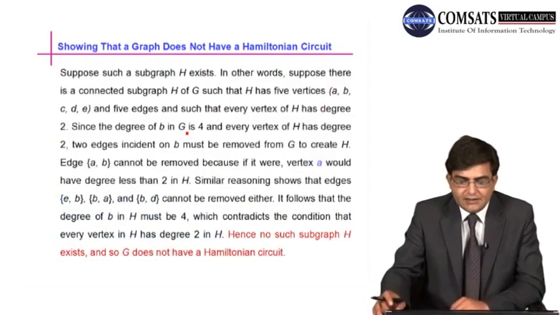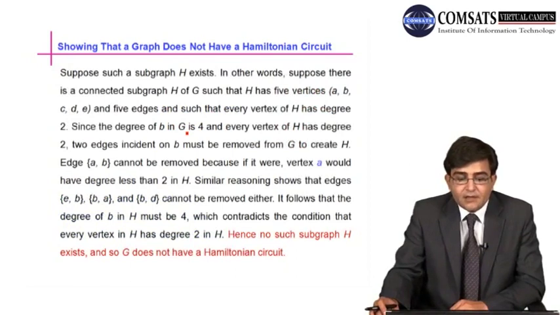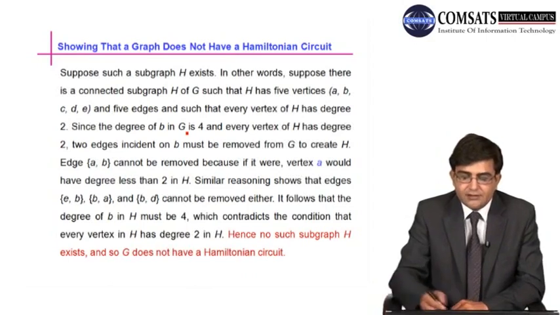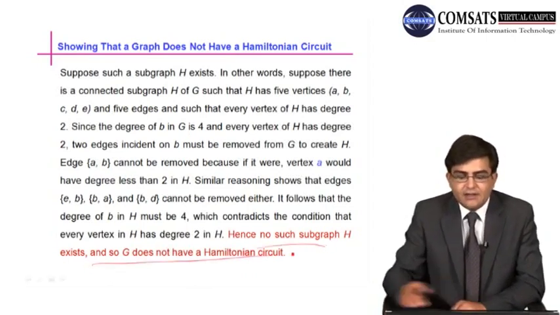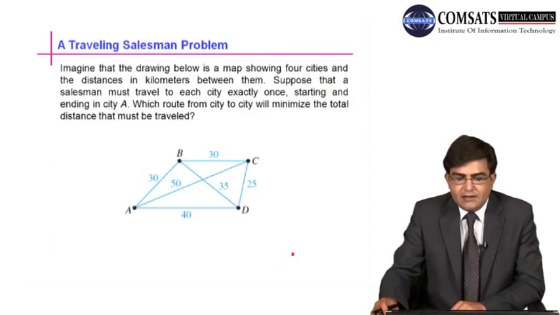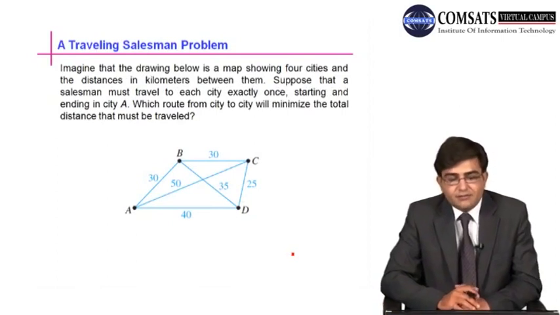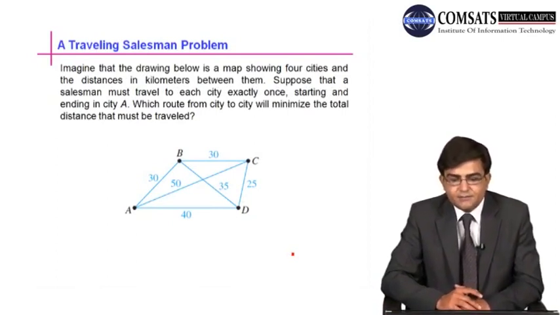So this is basically the detail we have discussed already. You can see it. So hence no such subgraph H exists, and so G doesn't have a Hamiltonian circuit. Next, a very famous example of a traveling salesman.